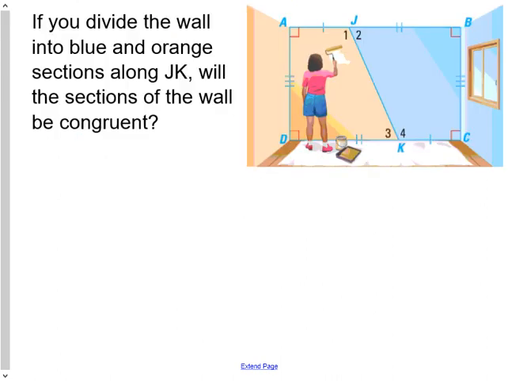Next, if you divide the wall into blue and orange segments along JK, will the sections of the wall be congruent? So first I'm going to look at congruent marks. We've got 1, 2, 3, and then the middle part. So I don't see a mark, but this part right here is used in both. This is where that reflexive comes in. JK congruent to itself, right? Sounds like a common sense thing, but that's reflexive.